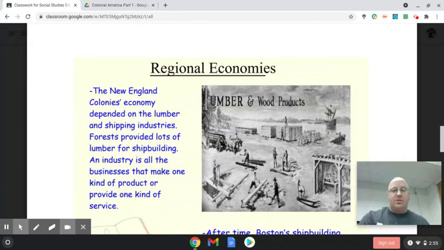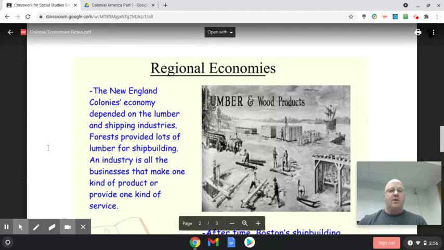But where you lived determined how you would make money, or would determine how an area made money. So this here, regional economies, we talk about the 3 different groups of colonies. We have New England colonies, middle colonies, southern colonies, and how people in there made money. This is kind of a review of some of the things we've already talked about, but it adds some new information. So the New England colonies' economy depended on the lumber and shipping industries. In New England colonies, they had a lot of forests, and a lot of that wood could be turned into ships. So they worked together.